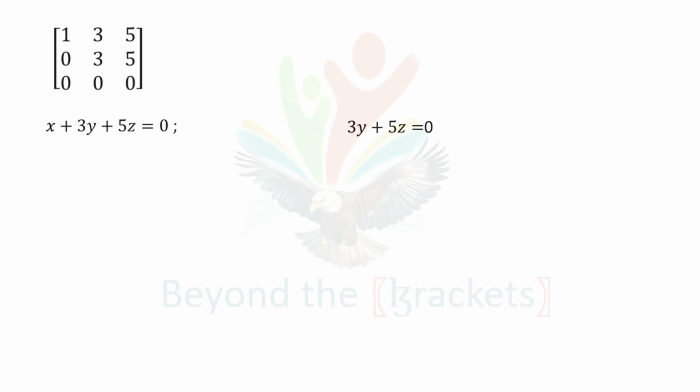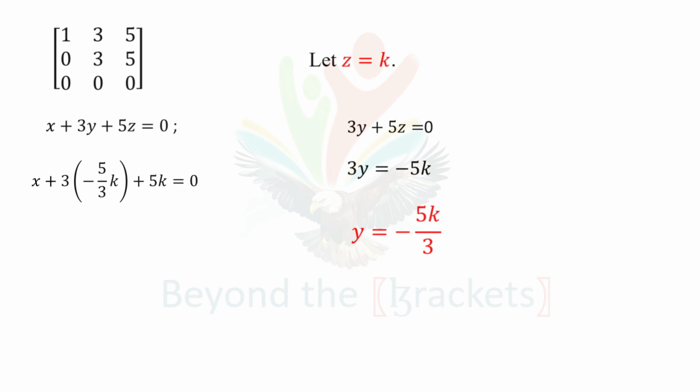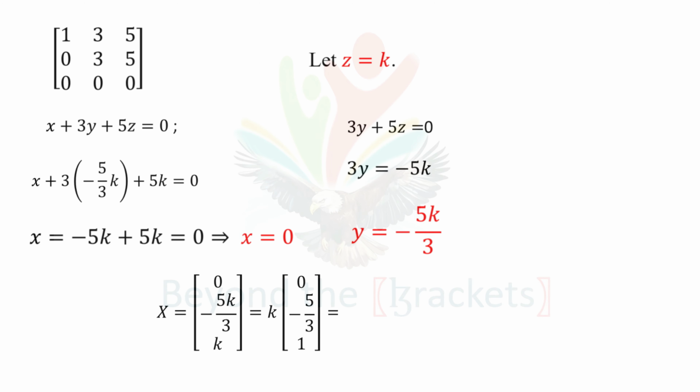Since there are three unknowns and only two equations, we need to assume a value for one variable. y and z are common in both the equations, so it will be either y or z. Let's take z is equal to k. Substituting this in equation 2, we get y is equal to minus 5k by 3. Substituting y and z in equation 1, we get x is equal to 0. So the values of x, y, z are 0, minus 5k by 3 and k. Taking k common, we get 0, minus 5 by 3, 1.